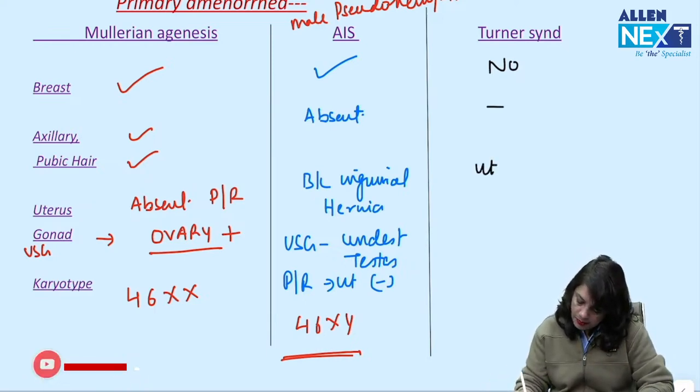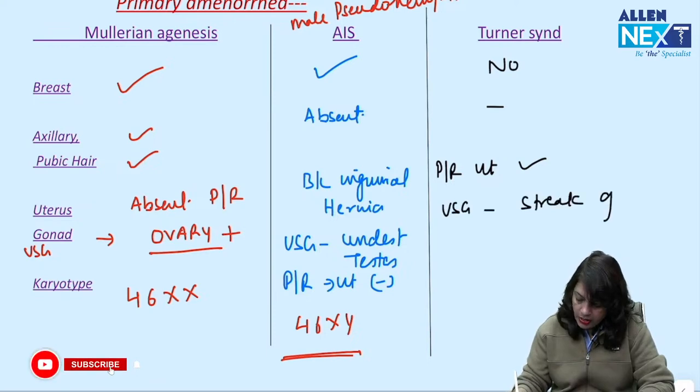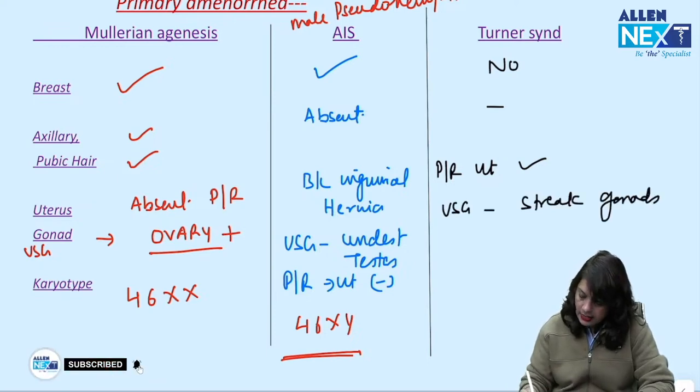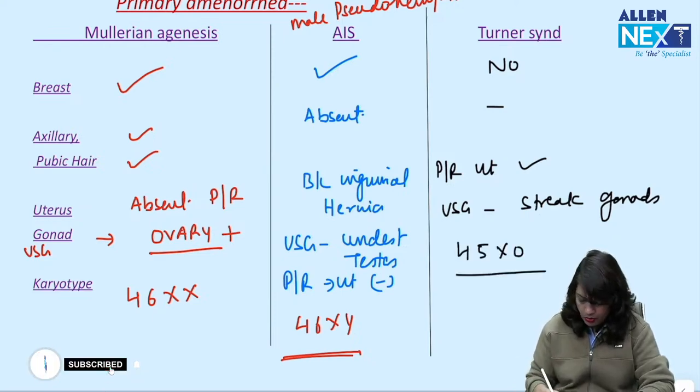Turner syndrome, there is no breast development, axillary pubic hair are again not developed, and there is uterus present on per rectal examination. On ultrasound, there are streak gonads and karyotype is 45XO.